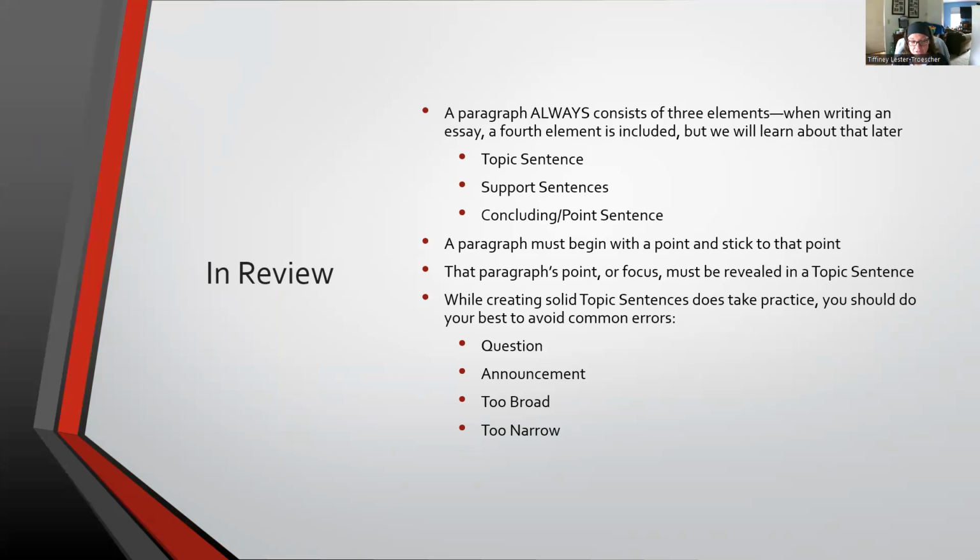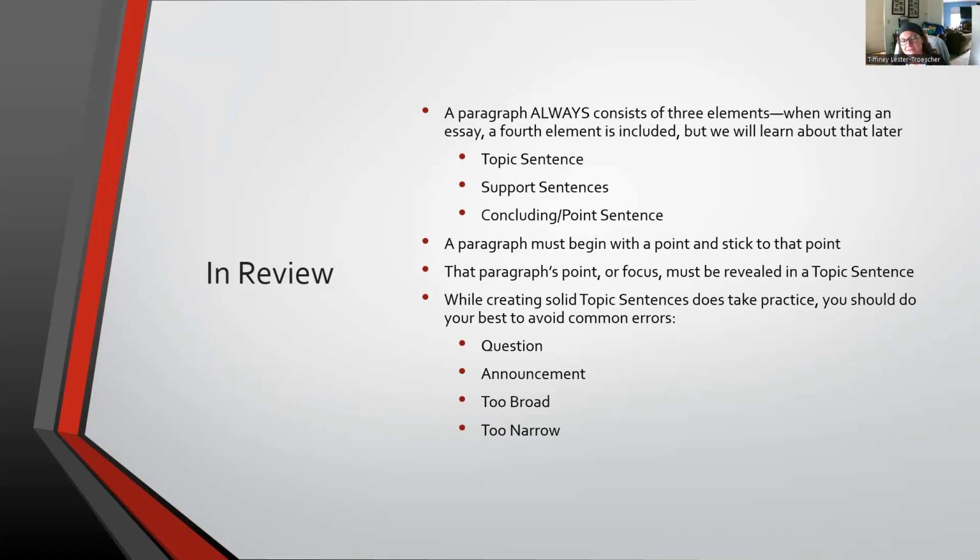And while creating topic sentences does take practice, you're not going to be fantastic at it immediately, you do want to make sure that you're doing your best to avoid those common errors: questions, announcements, a statement that is too broad, and a statement that is too narrow. Okay? All right.